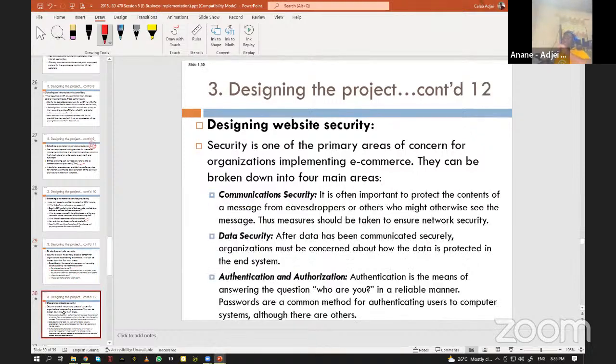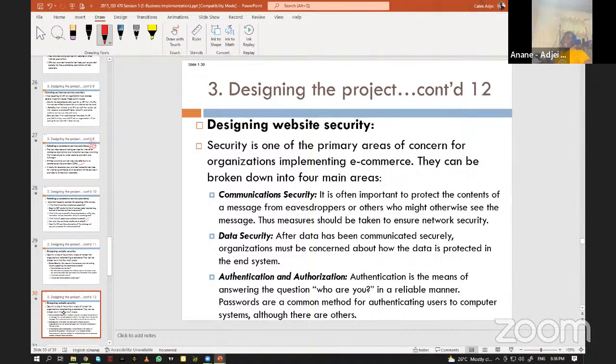Designing website security, communication security. It is often important to protect the content of a message from eavesdroppers. When we talk about eavesdropping, there are people who can log into your system and see whatever is happening over there. It's like two people communicating and you sit somewhere and listen to them, but you pretend as if you're not listening. That's what you call eavesdropping. So in networking or in IT systems, people can eavesdrop on your communication, which is very serious. So you need to protect your system from eavesdropping.